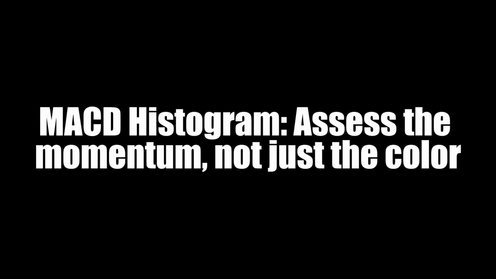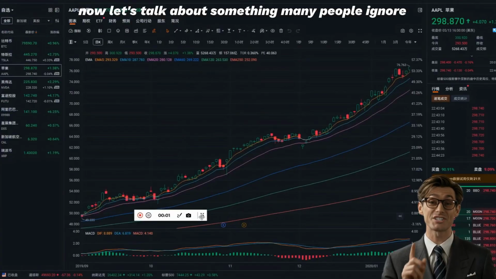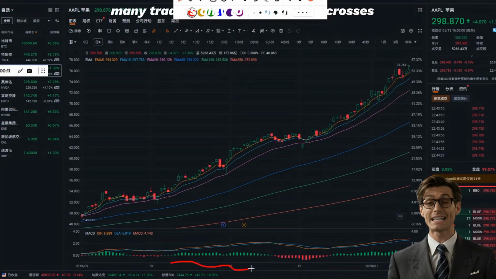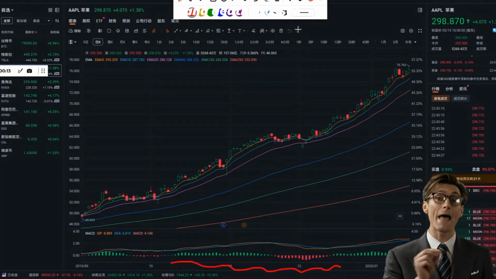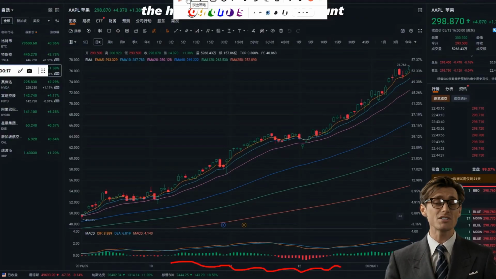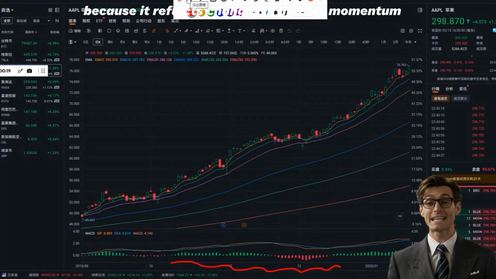MACD histogram. Assess the momentum, not just the color. Now let's talk about something many people ignore: the histogram bars. Many traders only look at golden crosses and death crosses, but they overlook the red and green bars. But in real trading, the histogram is very important because it reflects changes in market momentum.